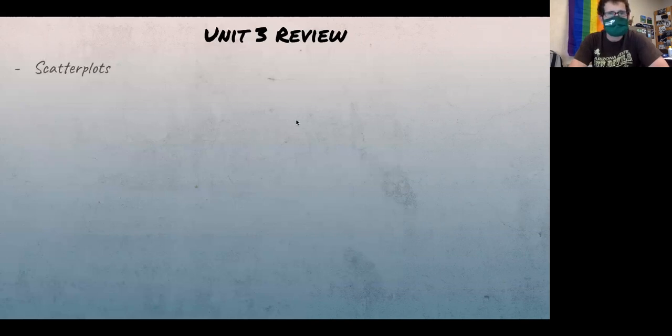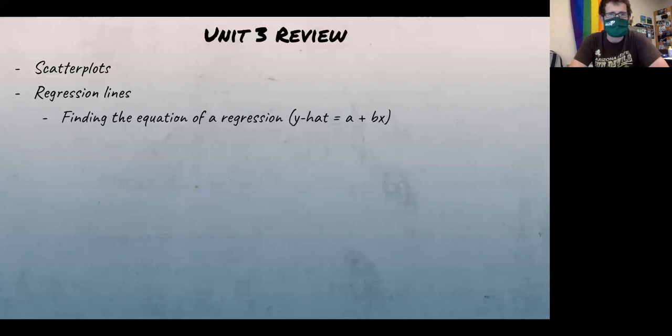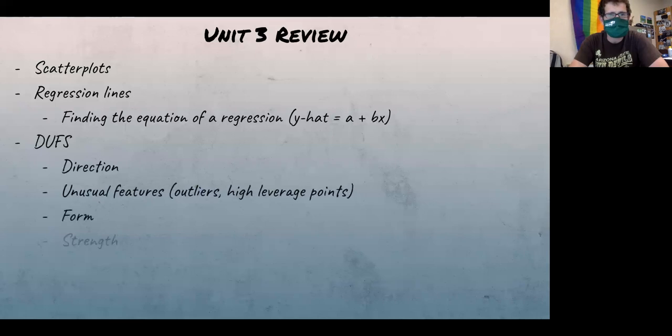Unit 3 review. This was dealing with scatter plots and, of course, regression. So that meant your regression equation. This is on your AP formula sheet. DUFs, which is direction, unusual features, form, and strength. So those are the aspects of your scatter plot that you want to be able to describe.